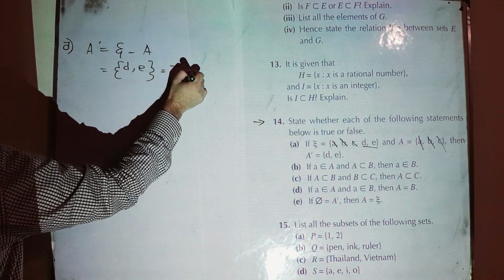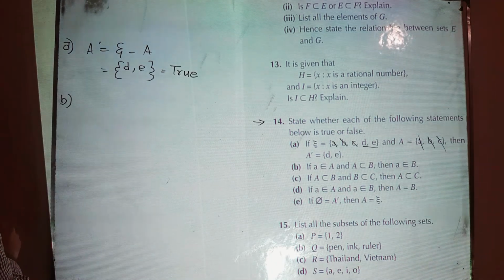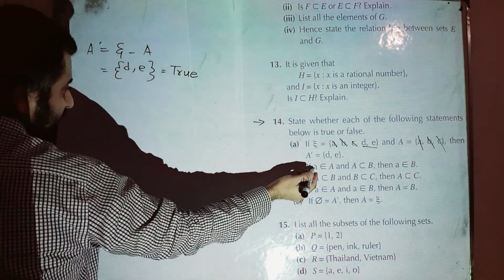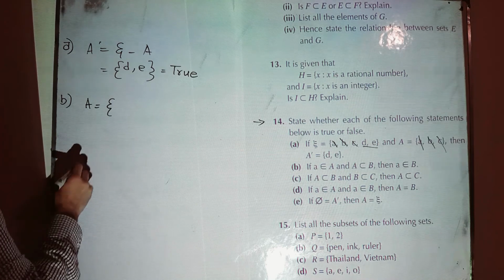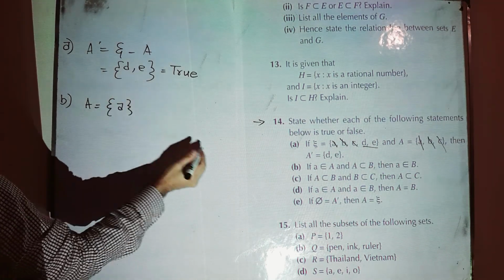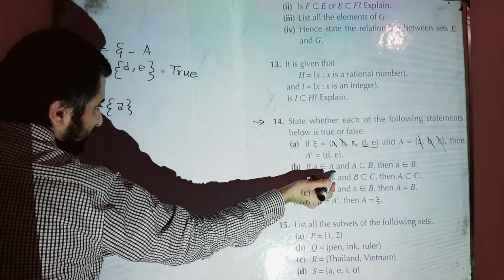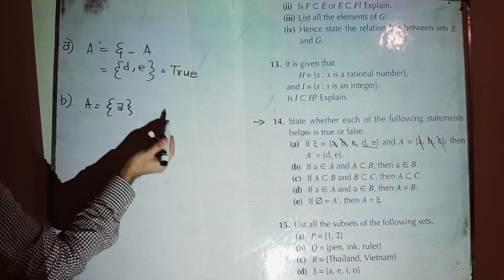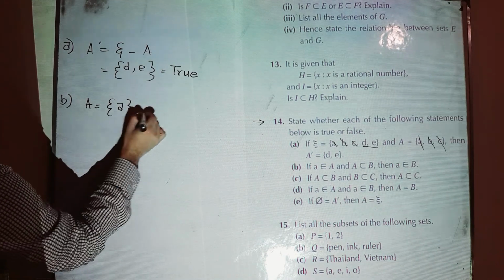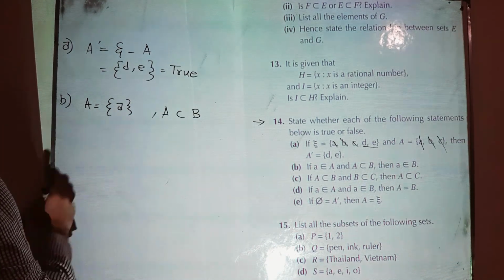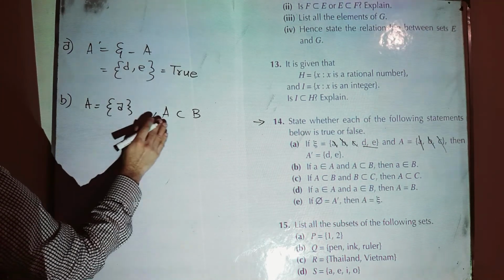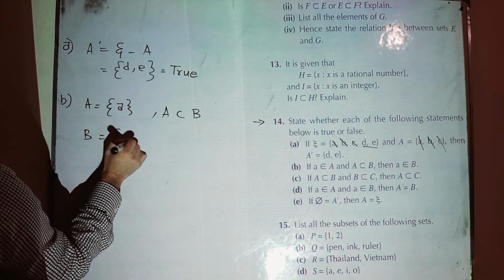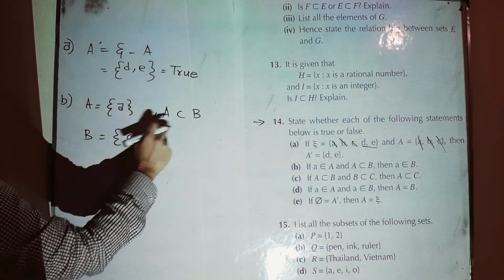This is true. Part number B. Now if this alphabet A belongs to A, let me take an example. Suppose this alphabet is an element of A, like this. Whereas A is a proper subset of B. Now just take an example. Then if A is a proper subset of B, then B must be A, B. This is just an example. Now A is present in B, A is a proper subset of B.